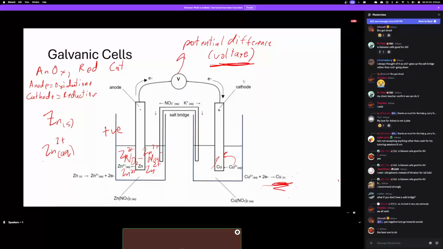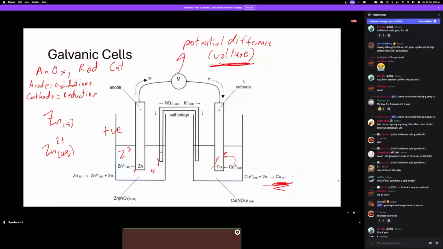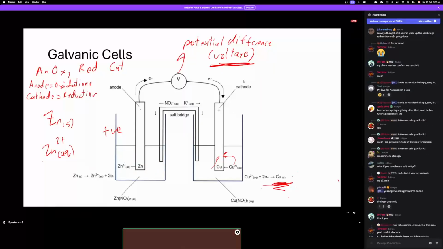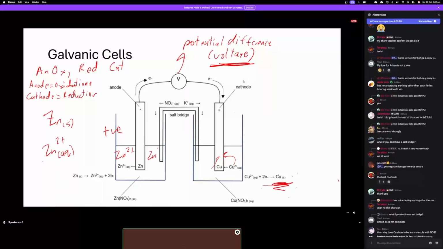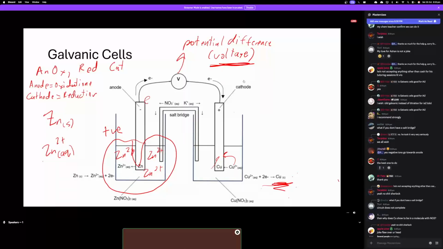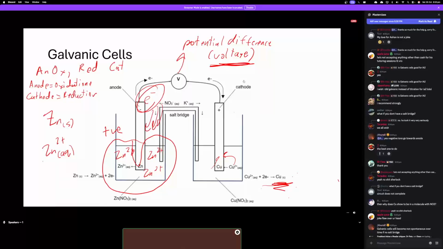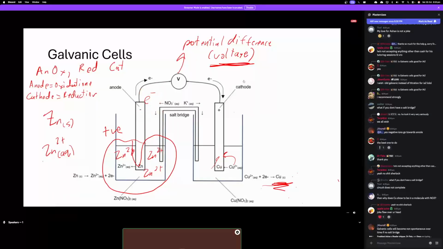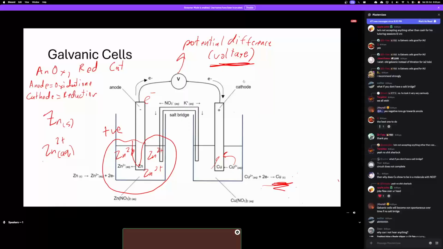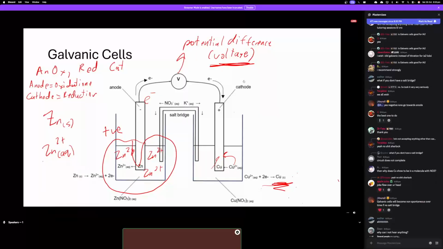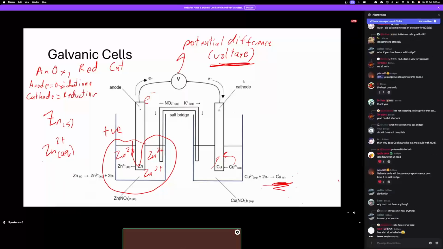What if you don't have a salt bridge? Good question. Imagine this salt bridge didn't exist. Slowly, this would build up with Zn2+. Negative ions go towards the anode. This would become really positive. Look how many positive ions there are in the solution. Now these electrons are getting attracted to the positive bit, so they don't want to go anymore. They would just stay here. The electrons wouldn't move. So if we didn't have a salt bridge, the galvanic cell would work for a little bit, and then after a while, it would just stop moving. Yeah, it becomes non-spontaneous over time if there is no salt bridge. Exactly.